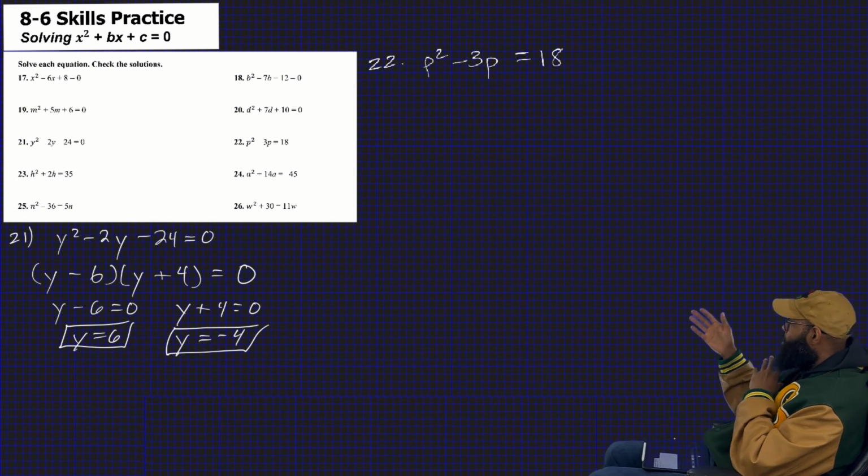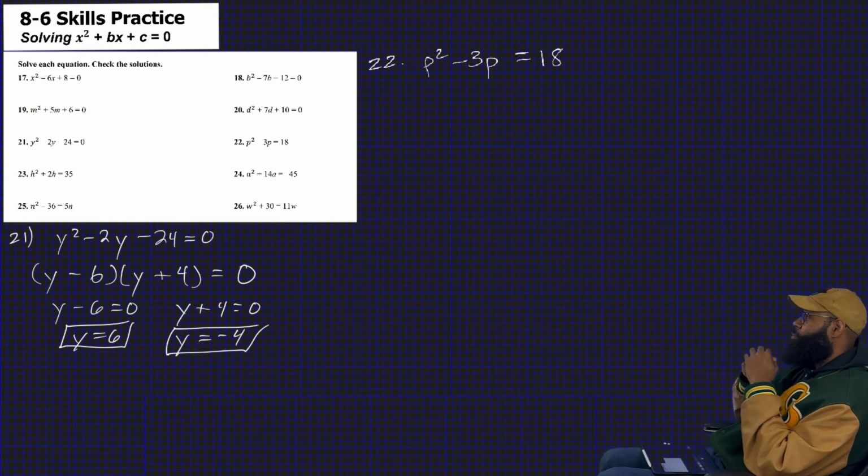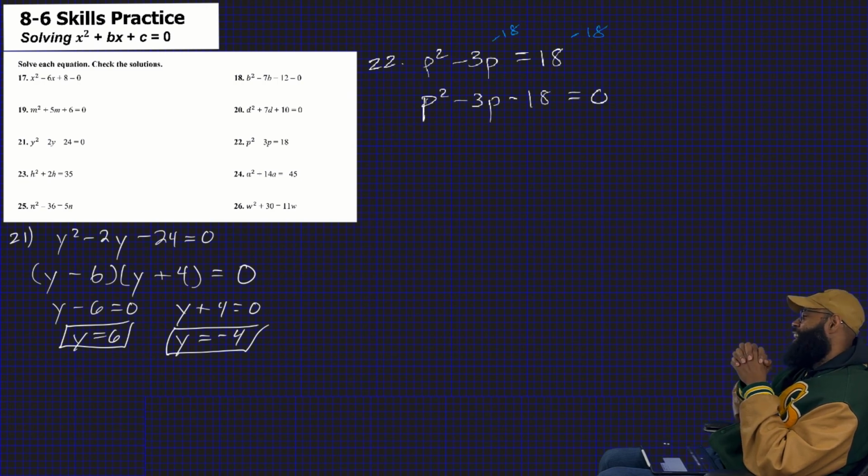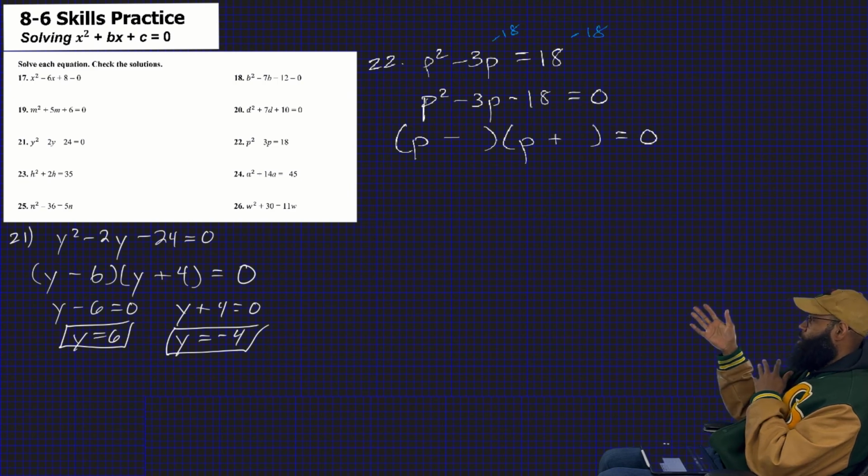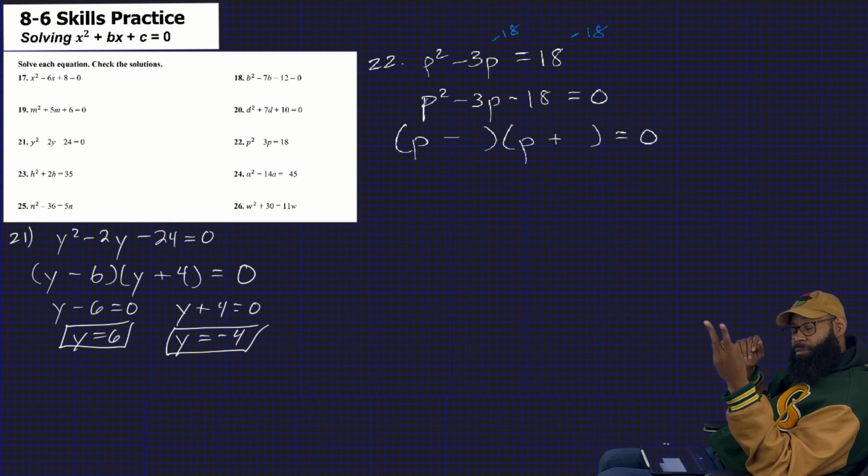Now 22 is when my curveball comes, it doesn't equal 0. 22 says p squared minus 3p equals 18. No, it must equal 0 in order for me to solve the way we've been solving it, right? By factoring. Subtract 18 from both sides. Now the right side equals 0, but of course, p squared minus 3p minus 18, now it looks the way I want it. What multiplies to give me a -18, but adds up to a -3? If I need my options, 1 times 18, 2 times 9, and 3 times 6. Out of those 3, which gives me a difference of 3?